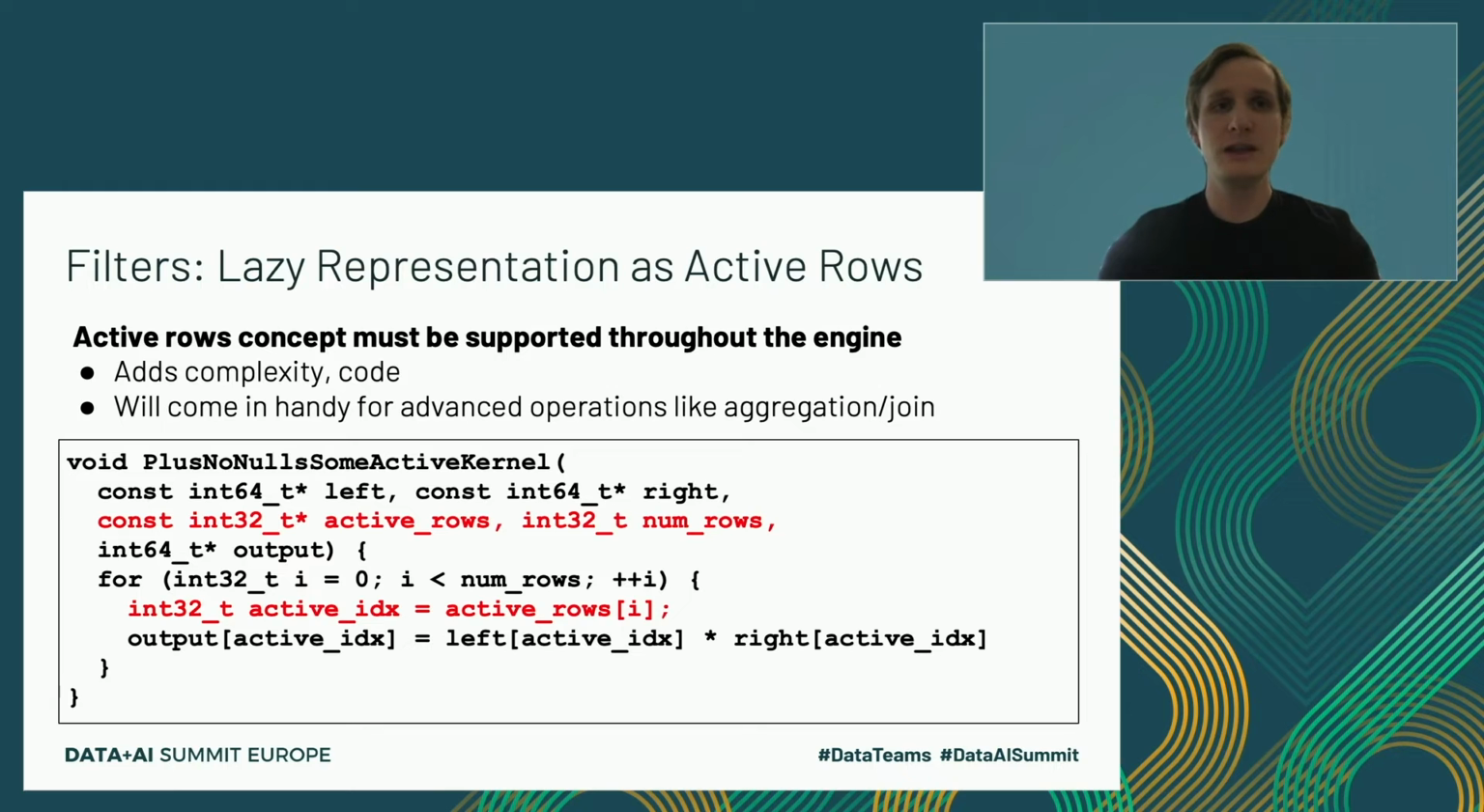So what does it mean for our engine now that we have this lazy representation of filters? Basically, this idea becomes a concept in the engine, and it needs to be plumbed throughout the engine. It does add complexity in the code, but it's a really handy way of expressing, in particular, some of the more complex operations like aggs and joins. The main change to the kernels is, if we take a look at our plus kernel that doesn't deal with nulls, you would pass an additional vector, the active rows, and then inside the kernel you have this indirection of first checking and only going through the rows that are active and performing the operation on those.